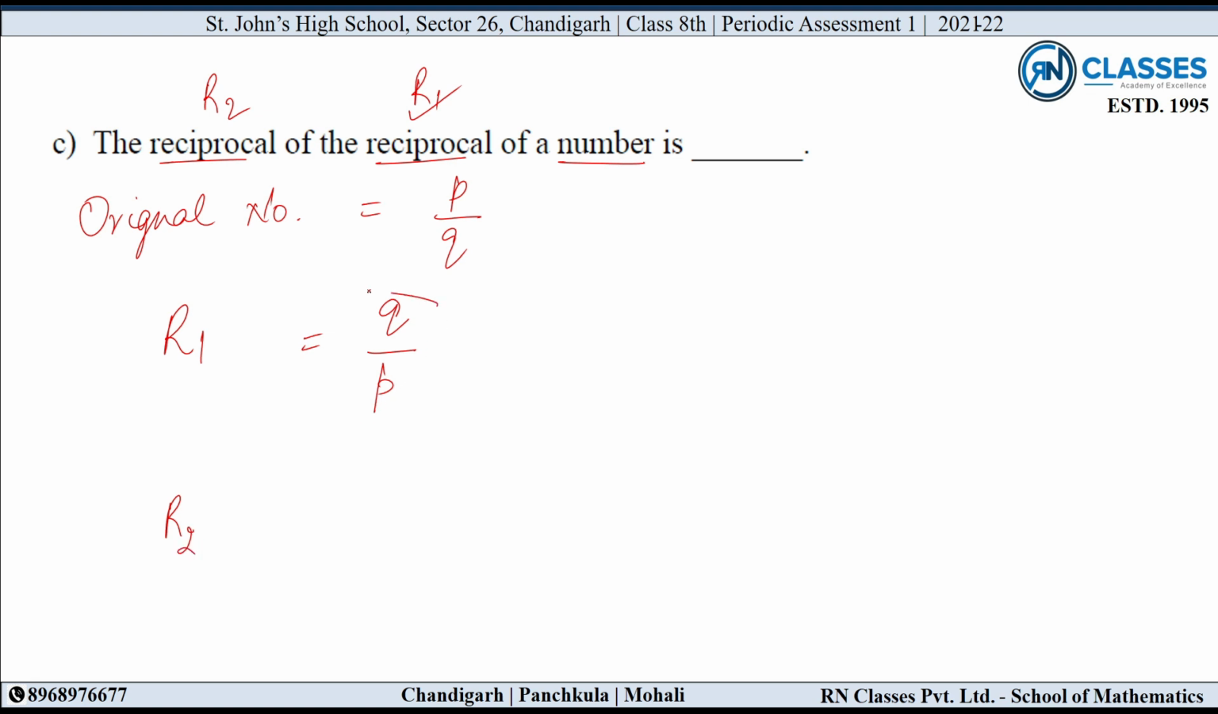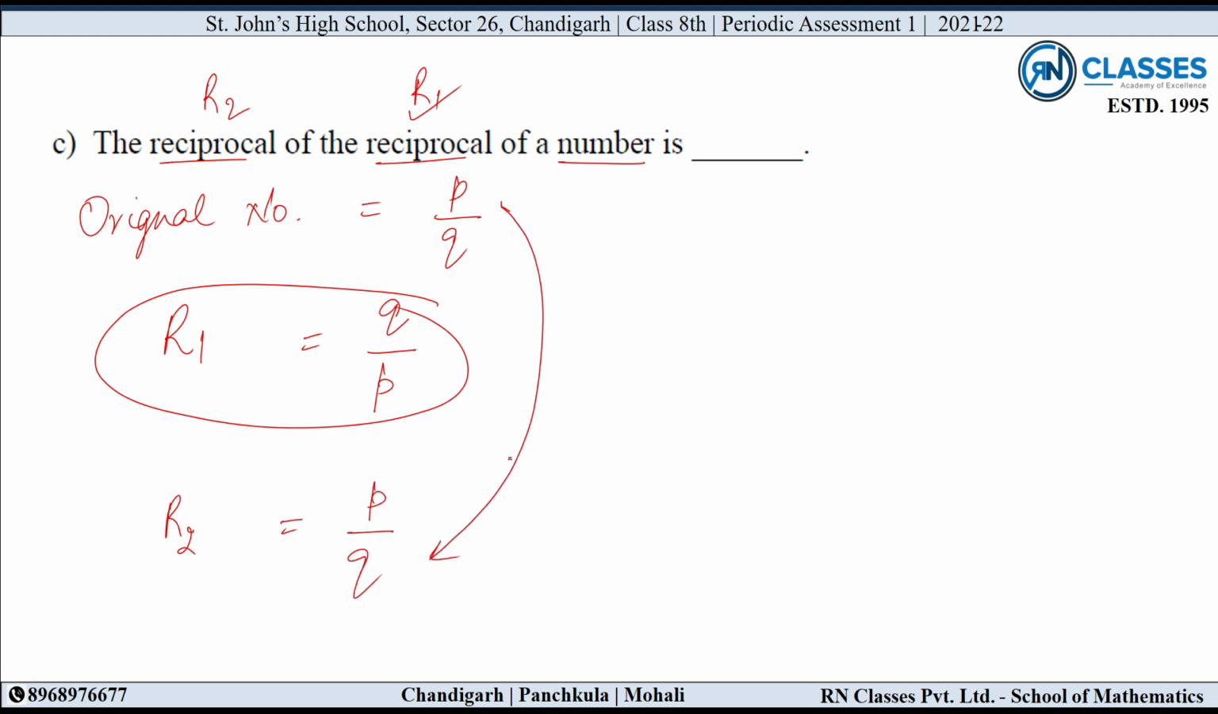So, now my number is this. अब इसका reciprocal लेना है. कैसे लेंगे? P would be in numerator and q would be in denominator. Now, check these two. Oh, reciprocal of reciprocal वापस p by q बन गया. Means it's the original number. Right? Or you can write the number itself. Both are correct. Right?